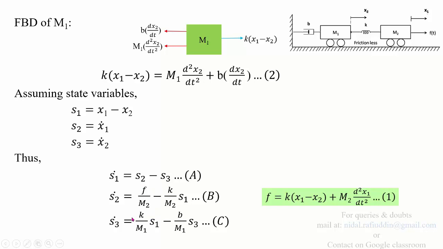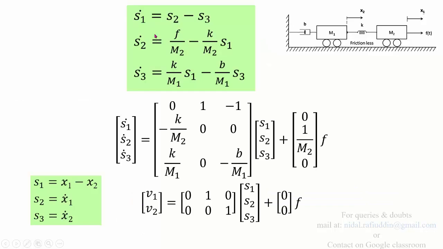So using these expressions again, you will populate matrix A: x1 dot, x2 dot, x3 dot. You have S1 dot equal to S2 minus S3, so this becomes 0, 1, minus 1. S2 dot equal to minus k by m2 S1, it's written here: 0, 0, f upon m2, that is 1 upon m2 times f. S3 dot is k upon m1, no term for S2, 0, minus b by m1, S3, 0.